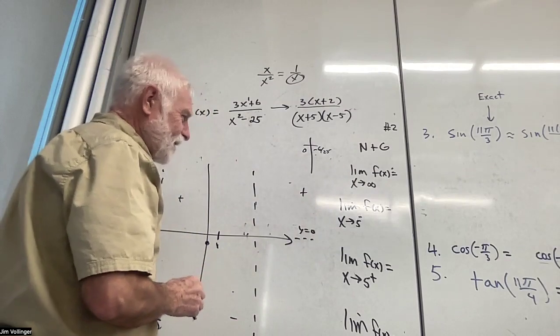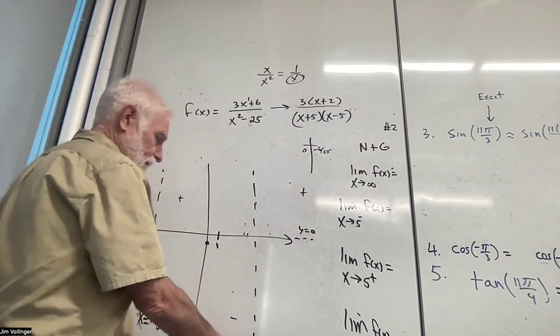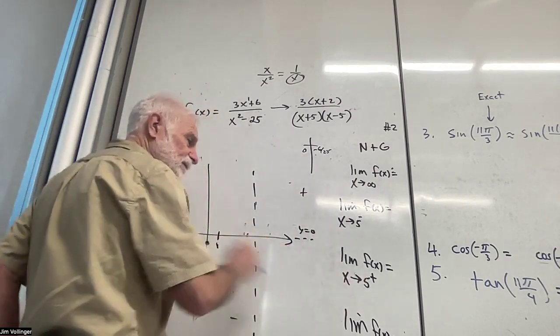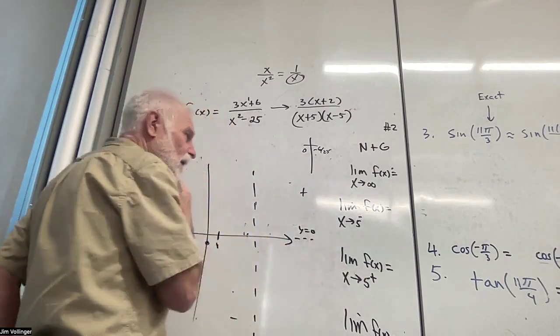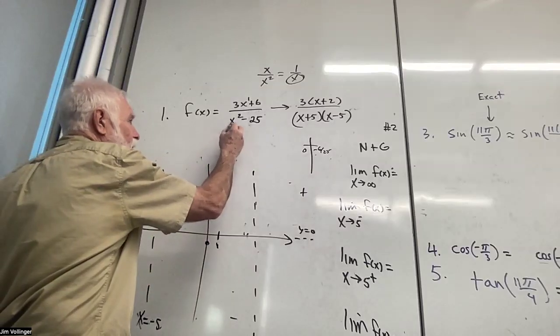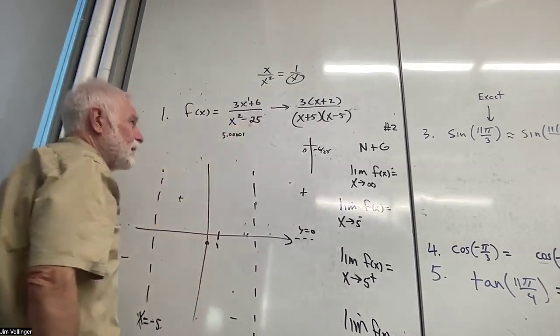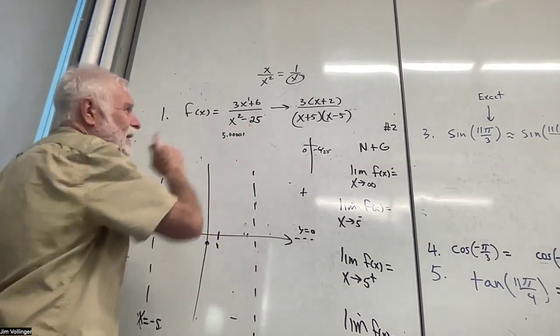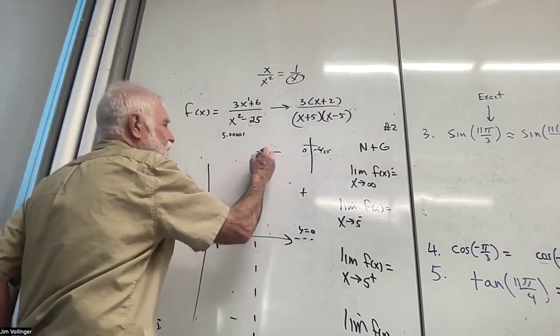All right, what do we got next? We got as x goes to 5 from the right. Why don't we check that out? See if you remember what that means. All right, I'm going to pick a number like 5.01. And that's going to be slightly bigger than 25. And I can make that this much bigger.